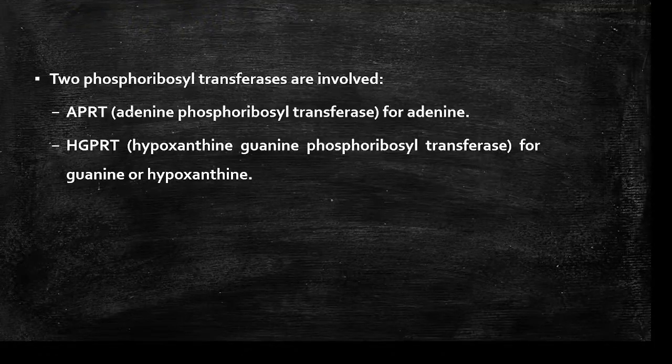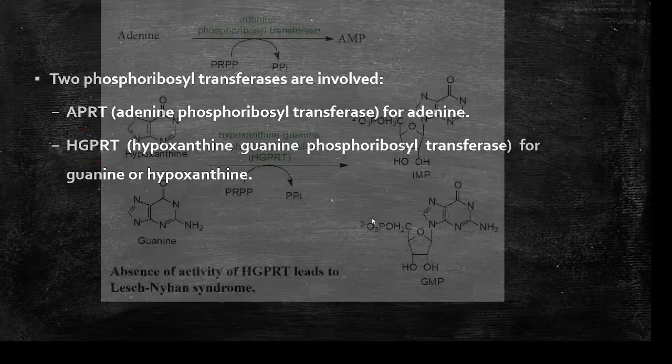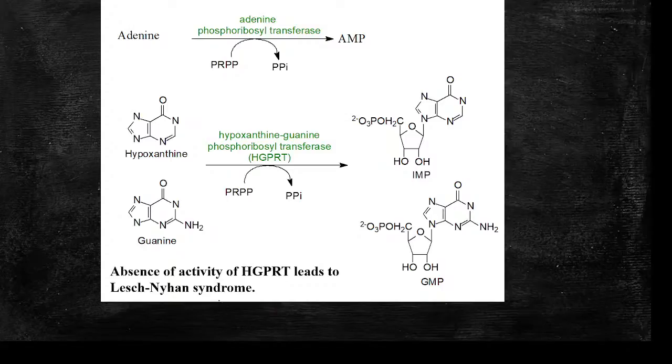Okay, so the two phosphoribosyl transferases involved in this salvage pathway are adenine phosphoribosyl transferase, known as APRT, and HGPRT, that is hypoxanthine guanine phosphoribosyl transferase, for biosynthesis of guanine and hypoxanthine nucleotides. Okay, so this is the salvage pathway.